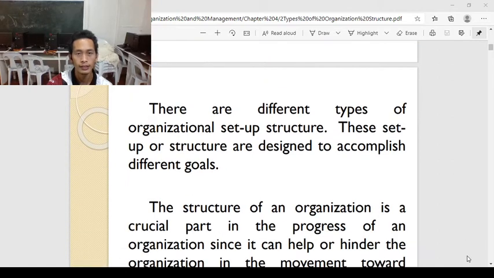Now, there are different types of organizational setup or structure. This setup or structure is designed to accomplish different goals. An organization has its goals and objectives, and based on its goals and objectives, its structure is based. Organizations differ as to organizational structure depending on their organizational goals.